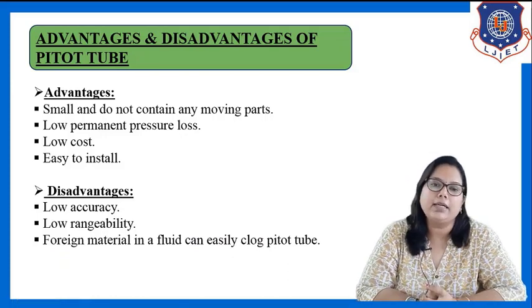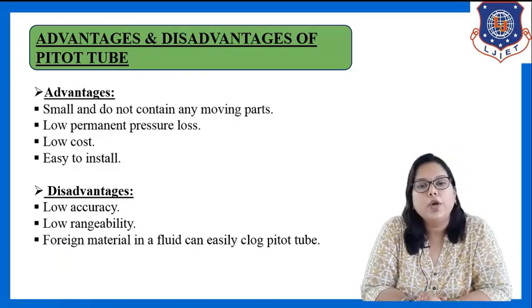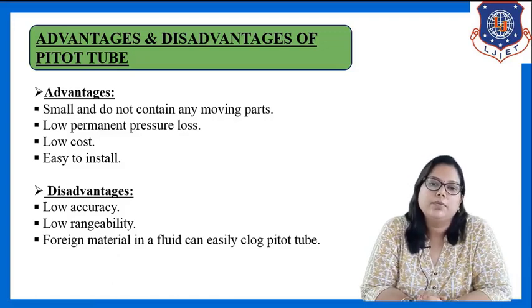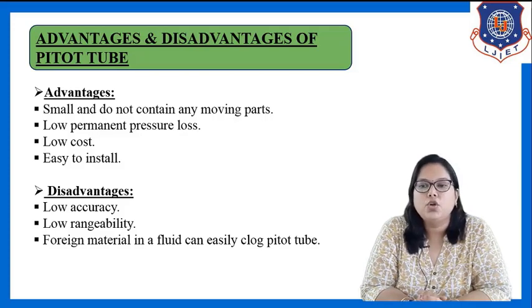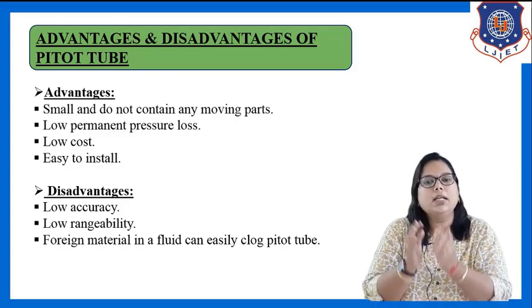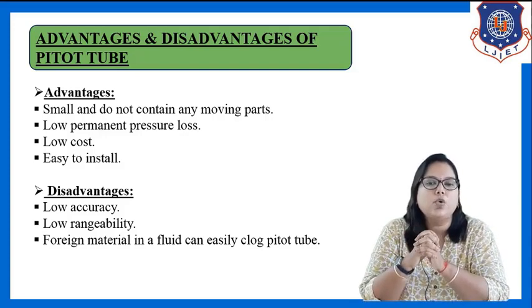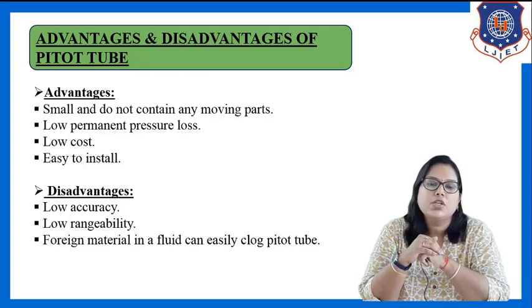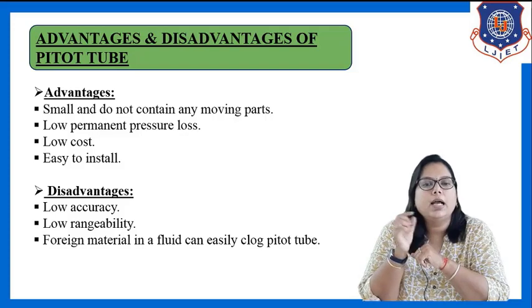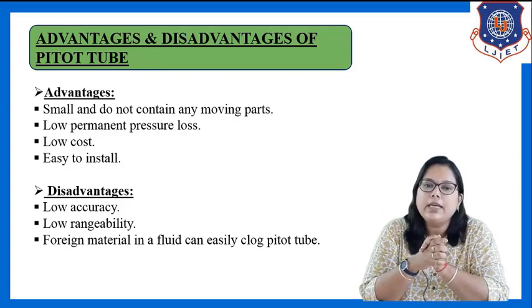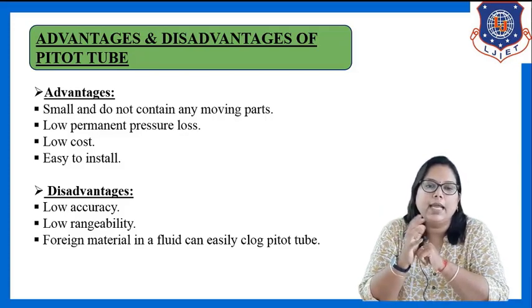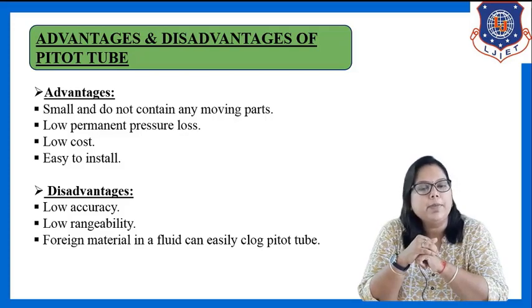The biggest disadvantage of using a Pitot tube is low accuracy. The accuracy of this Pitot tube is very low, as well as low rangeability. The range of measuring the flow rate of a fluid by using this Pitot tube is low. So, when we want a high accuracy reading or we want a wide rangeability, we cannot go for the Pitot tube. Then we have to choose other types of variable head meters, which are orifice and venturi.